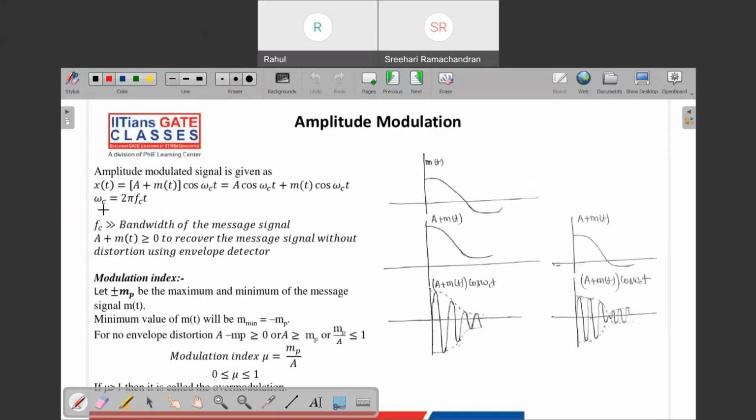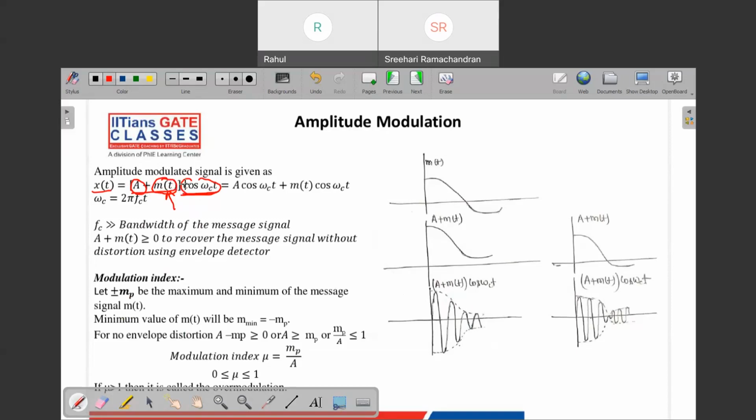Let's go through it in detail. For the amplitude modulated signal, this is how the signal generally looks: xt is equal to a plus mt cos omega ct, where mt is the message and a is some constant. We'll see what the significance of this constant is. This is the carrier, this is the message, and this is the constant. The carrier amplitude is a plus mt, which means that a plus mt is a function of the message, and it is being modulated by the message.